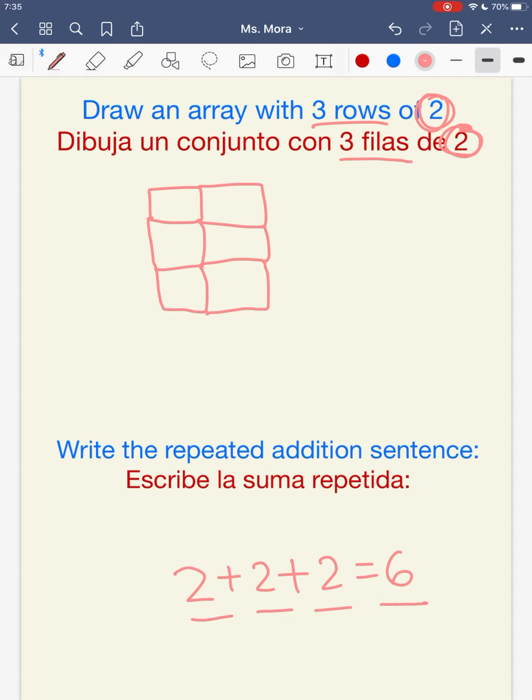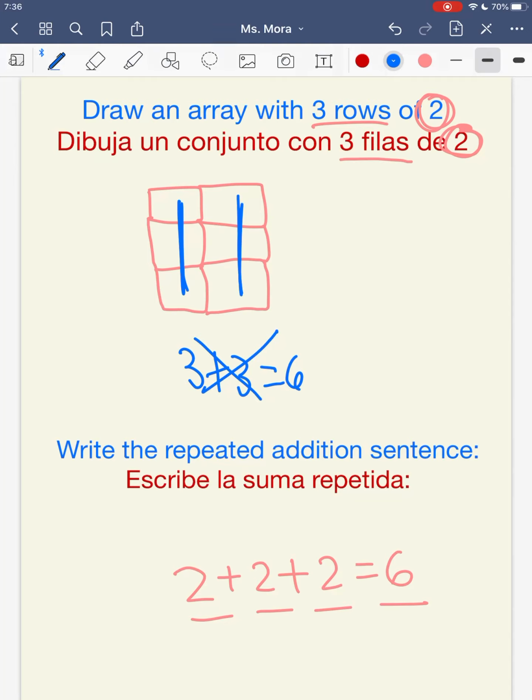Okay, guys? My repeated addition sentence is not 3 plus 3 equals 6 because the 3 is a number in each column, okay? And yes, there are columns in this array, but right now we're not talking about the columns, we're talking about the rows. So this is not the correct repeated addition sentence, okay?